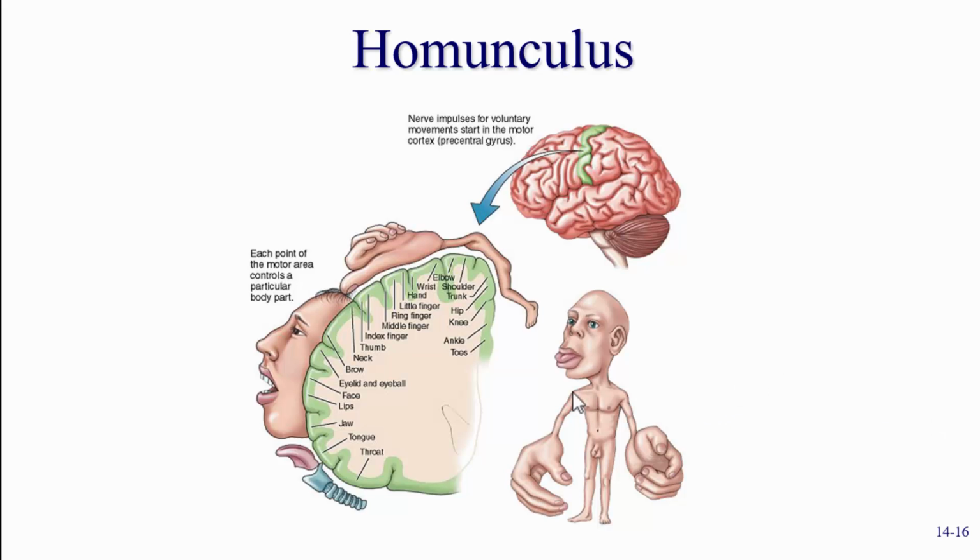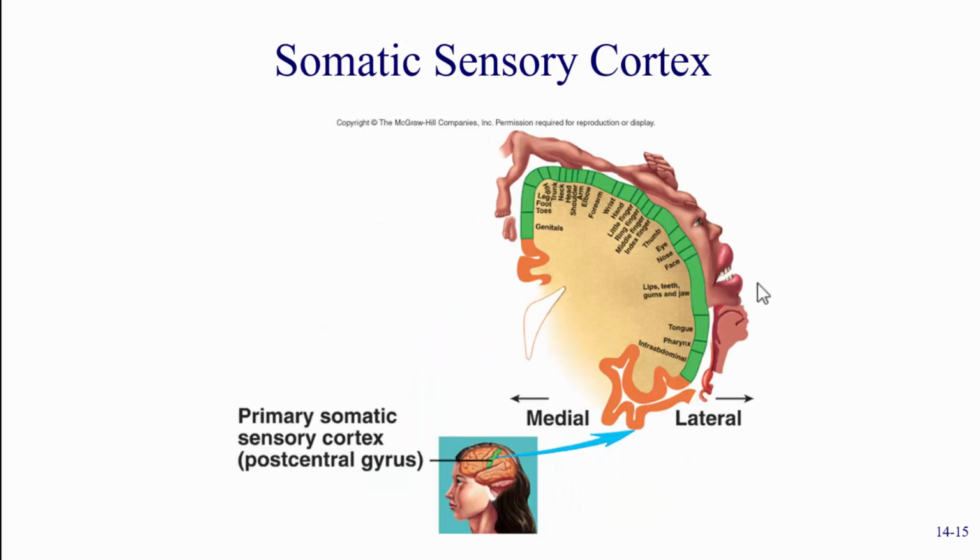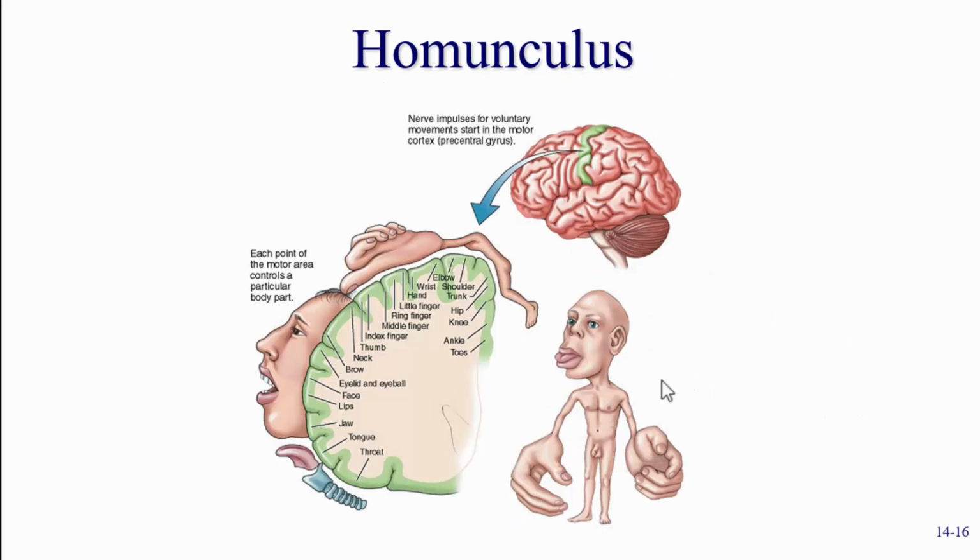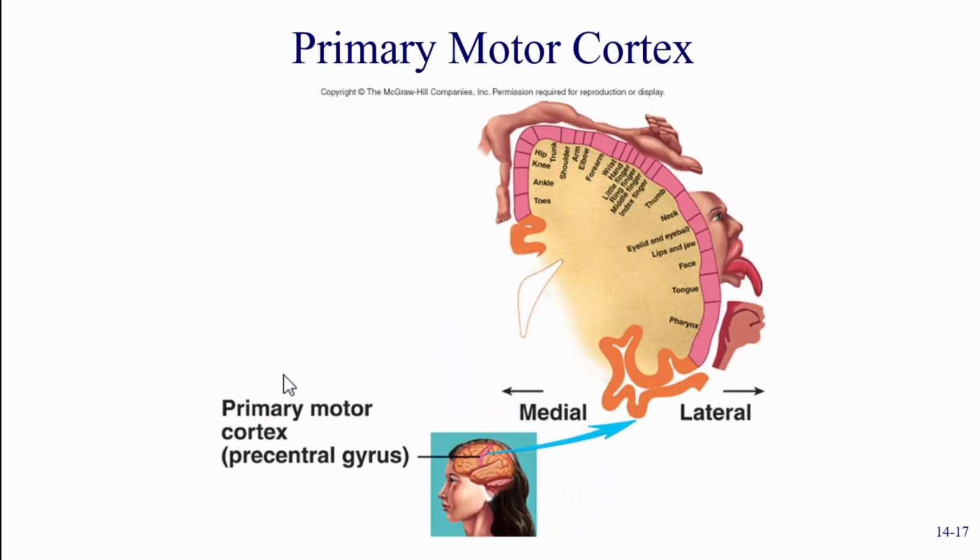Here's that motor homunculus again that we saw earlier. Again, very similar. So where there is a lot of sensation, you're going to take up a lot more of that hard drive space. And again, where there's finer motor movements, you're going to take up a lot more hard drive space in the motor cortex. And here's just another one showing the motor cortex.